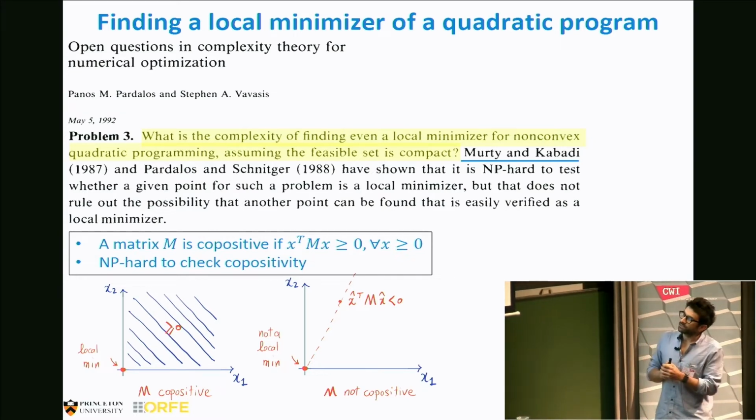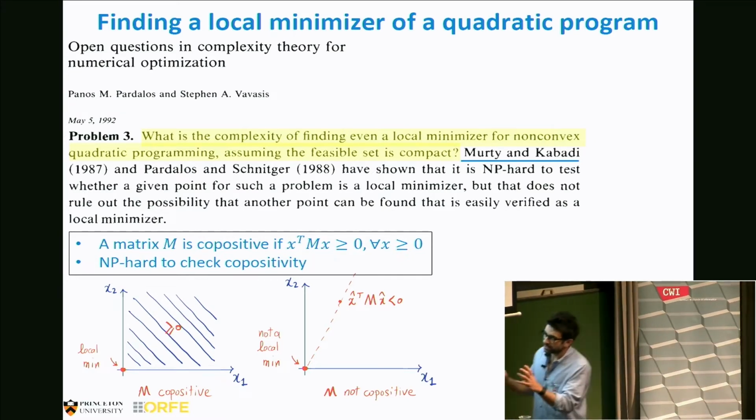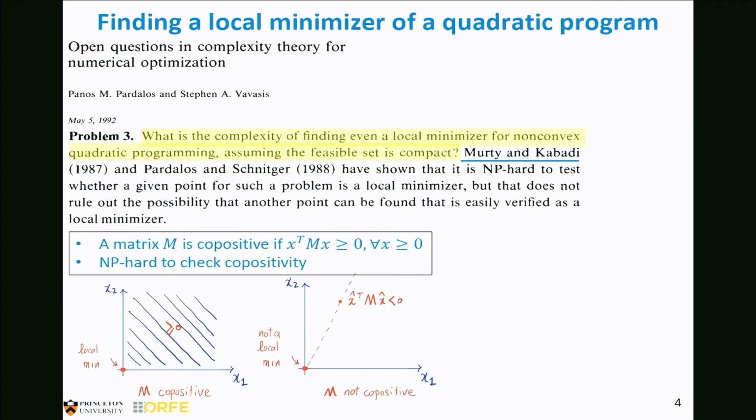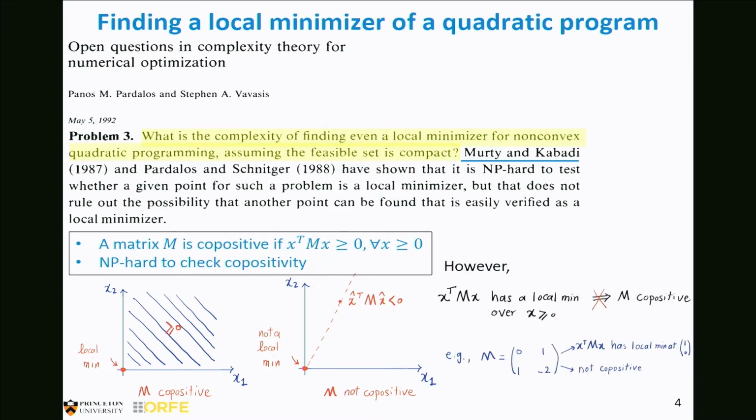However, the problem we're interested in is slightly different, because you don't have a point given as input. You just have the quadratic program as input. And the analogous question would be, does the problem even have a local min, let's say if the feasible set was unbounded? And this connection with copositivity then fails.